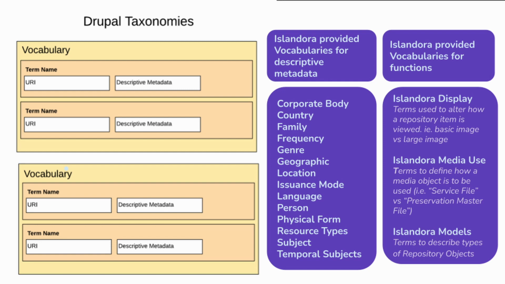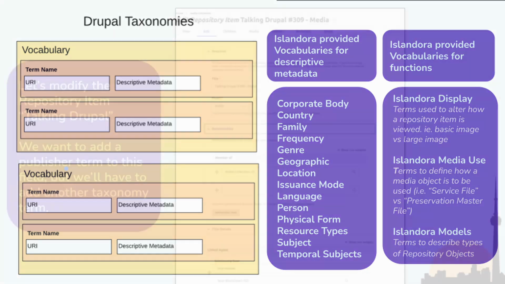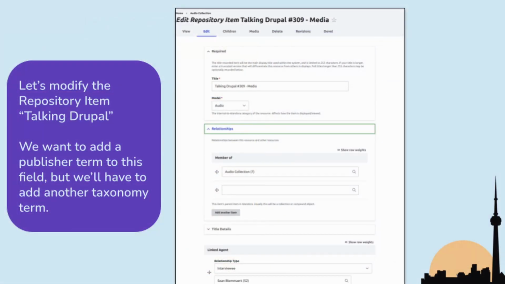Islandora display, which are terms that are used to alter how a repository item is viewed. Islandora media use, which are terms to define how a media object is to be used, so a service file versus a preservation master, for example. My service file is what I'm showing someone else. My preservation file is what I'm keeping for the long term. And Islandora models, which are terms to describe types of repository objects. So when you were creating your content type and appending them, you're linking them into all of these Islandora functions.